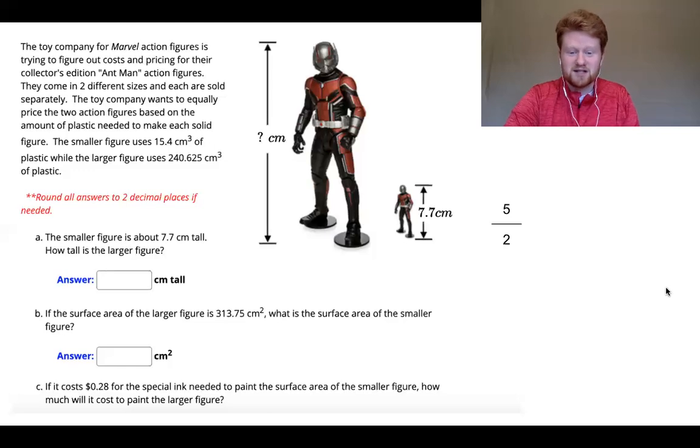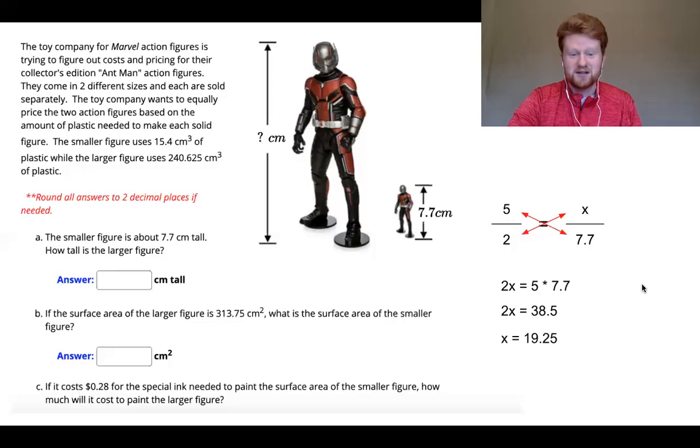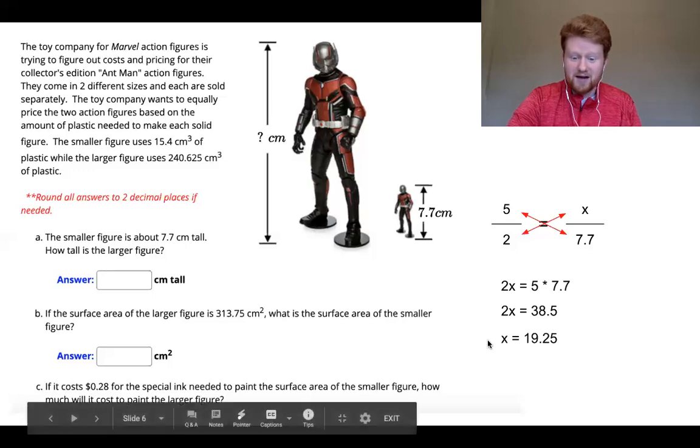So now we have this linear ratio of 5 over 2. What we're going to do is set up a proportion. The ratio is 5 over 2, and we're given that the smaller figure is 7.7, but we don't know the taller figure's height, so we're going to call that x. And here's where you cross multiply. Draw the two arrows going from the top of the right to the bottom of the left, and the top of the left to the bottom of the right. You multiply across those arrows, and you'll get 2x equals 5 times 7.7. Doing a little algebra, 2x equals 38.5, and then x equals 19.25. So that number right there would be the height of this taller figure.